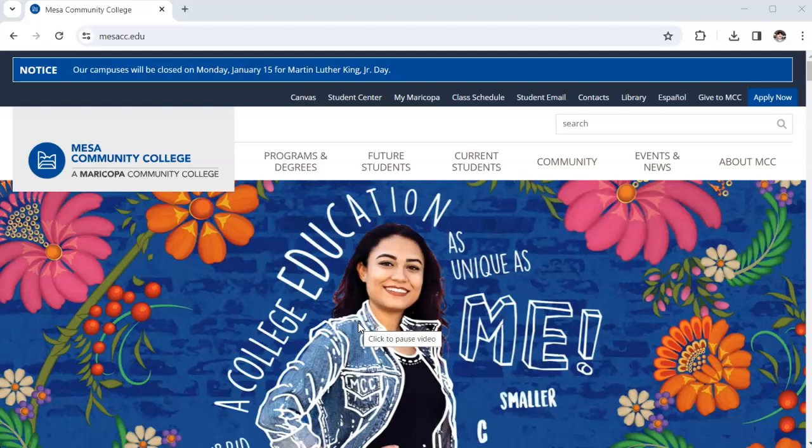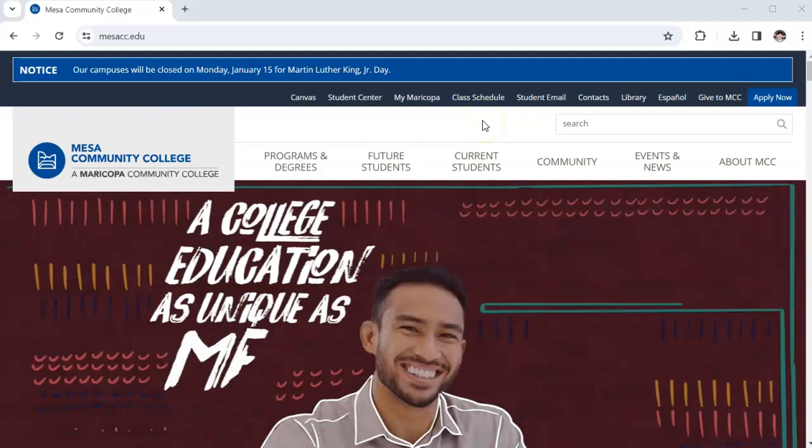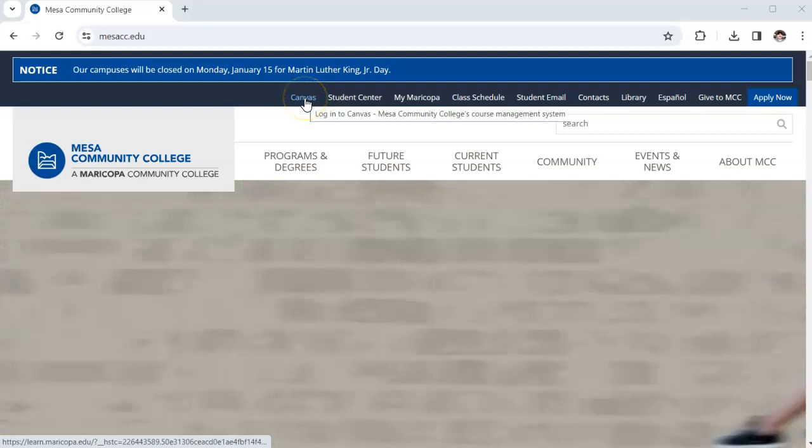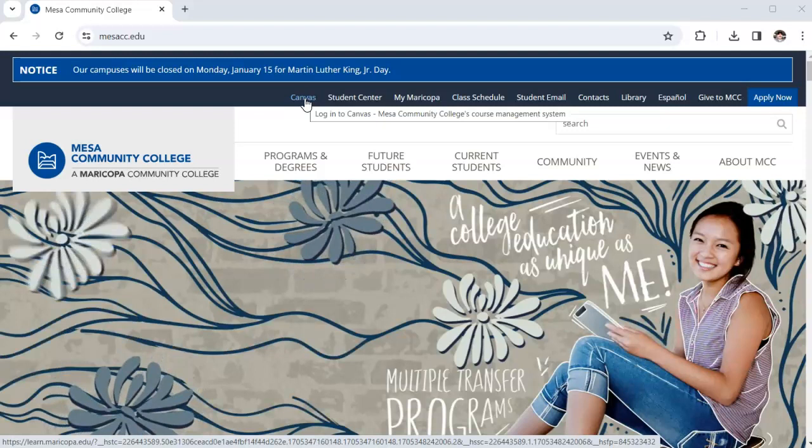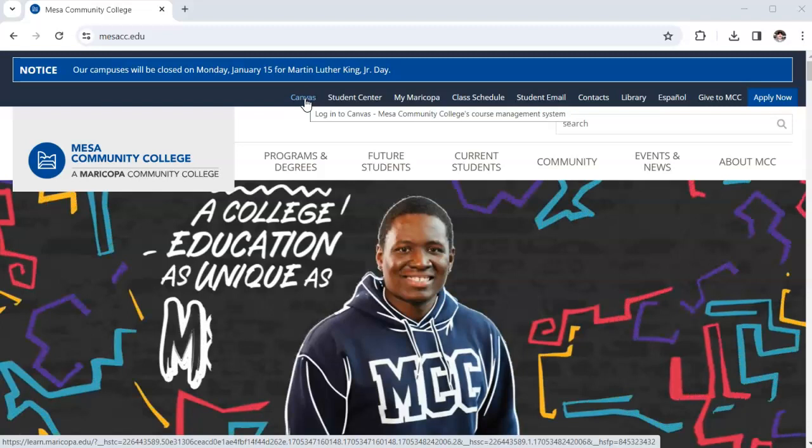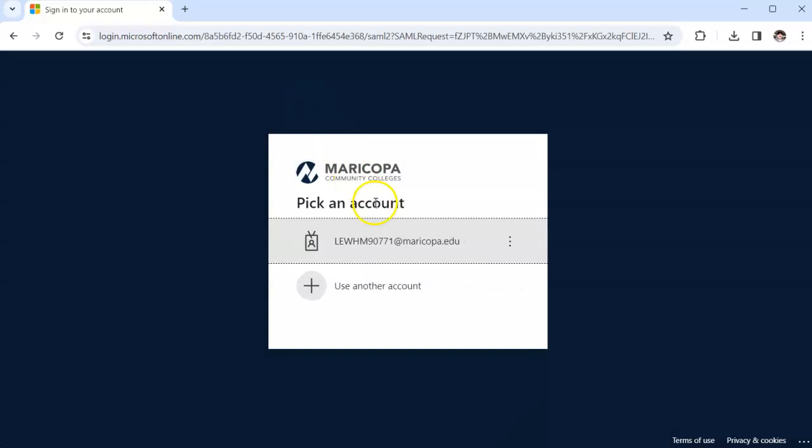Okay, so let's get into the class. If you go to mesacc.edu, this is the screen you'll see. Up here in the upper left is Canvas. You should see a little yellow circle. I can't see it on my end, but when I click on it, you will be able to see that too on your end. So I'm going to click on Canvas. It's going to take us to the Canvas page. I'll have to log in, I guess.